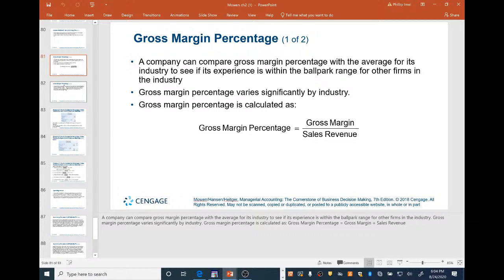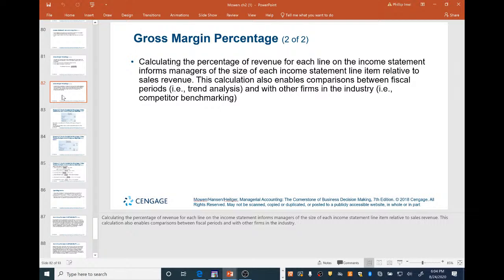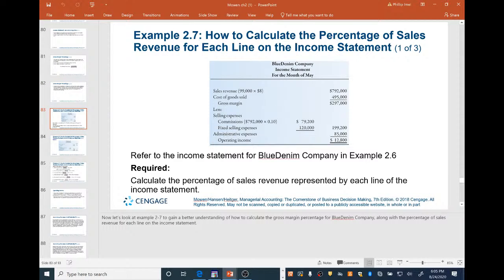We'll have an example that will help out. Calculating the percentage of revenue for each line on the income statement informs managers of the size of each line item relative to sales revenue. This calculation also enables comparisons between fiscal periods, for trend analysis, and with other firms within the industry, for competitor benchmarking. So let's refer to the income statement from Blue Denim Company that we just built over the previous couple of slides, and calculate the percentage of sales revenue represented by each line.